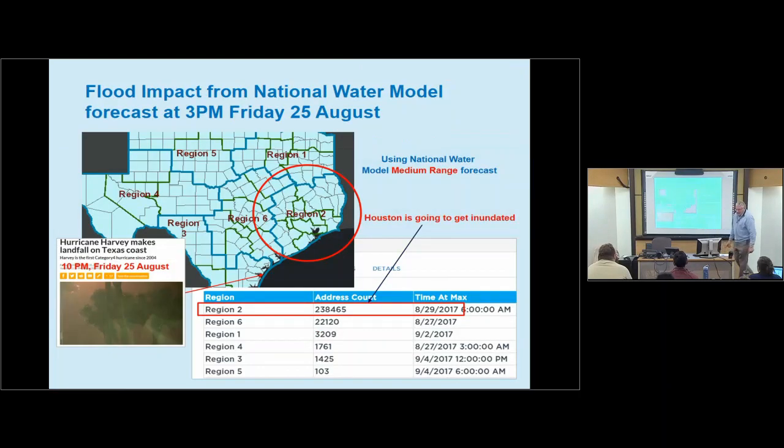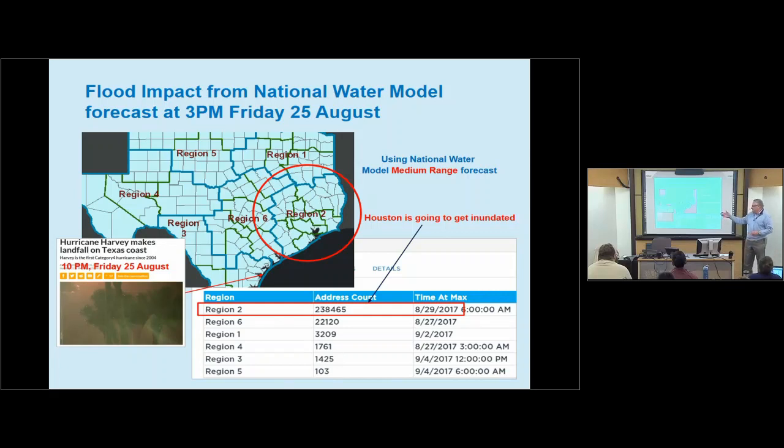So this is what happened during Harvey. Harvey came ashore on Friday the 25th of August, and at 3 o'clock in the afternoon I made this calculation that showed that Region 2, which is southeast Texas, was due to get 238,000 address points flooded. And Region 6 was 22,000. And Region 1, which is over to the south here, was 3,000. And, sorry, up by Dallas is about 3,000.